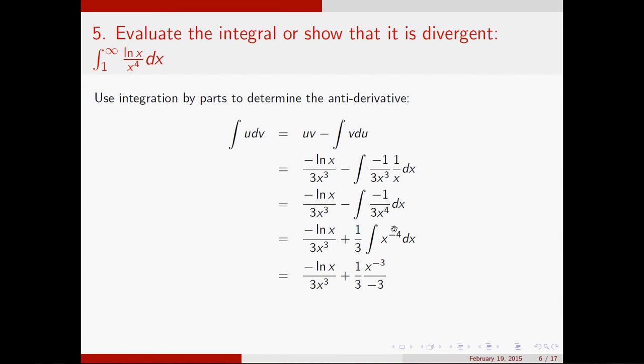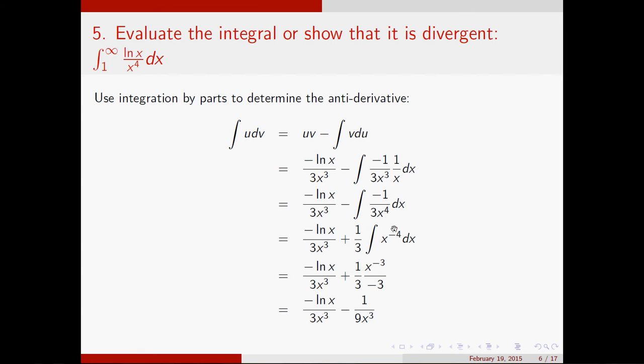So our antiderivative would be minus natural log of x over 3x cubed plus 1/3 x to the 3rd over minus 3. Clean that up a little bit, do some algebra. Here's what we've got: negative natural log of x over 3x cubed minus 1 over 9x to the 3rd. Now, that's our antiderivative, which is only the first part of this problem.